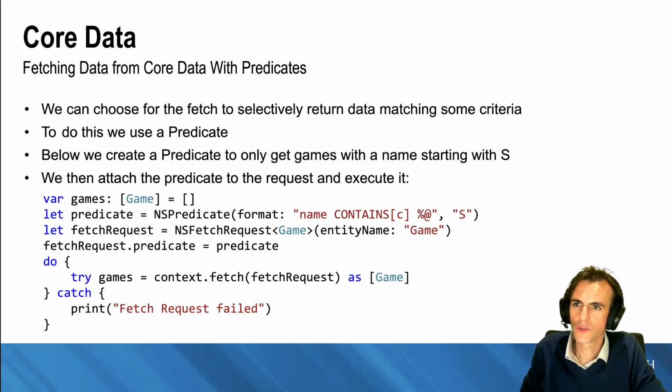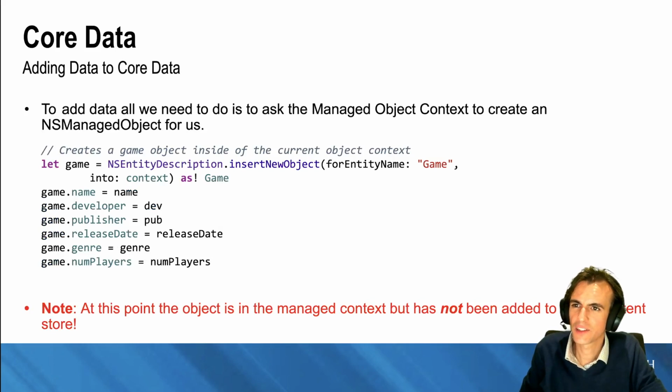Okay, so that's the sort of fetching part. How do we add something new to Core Data, especially when nothing exists there at the beginning? We do this through the managed object context. We ask the managed object context to create an object for us. We do this by using NSEntityDescription. It has a method called insertNewObject. We need to specify the entity name.